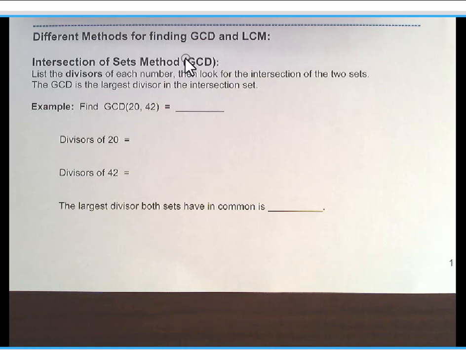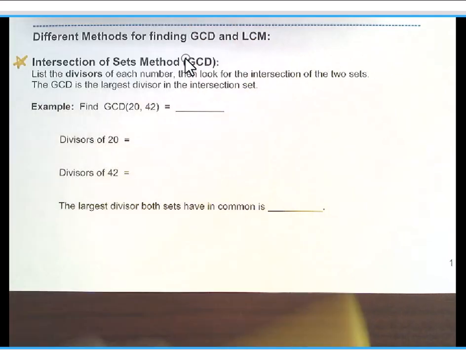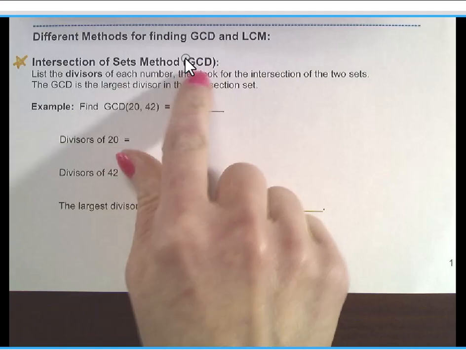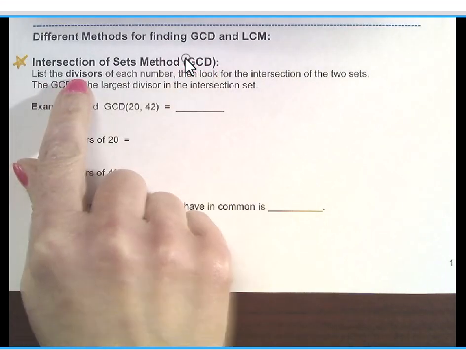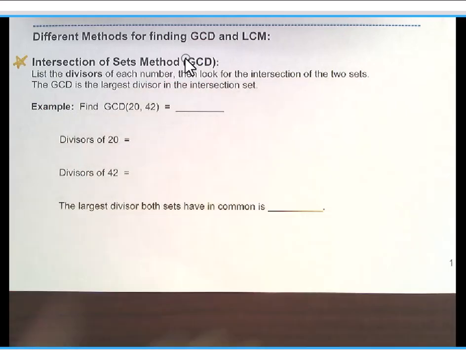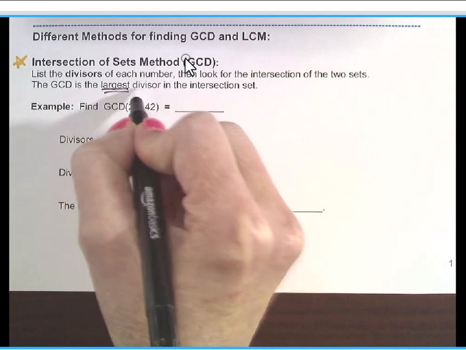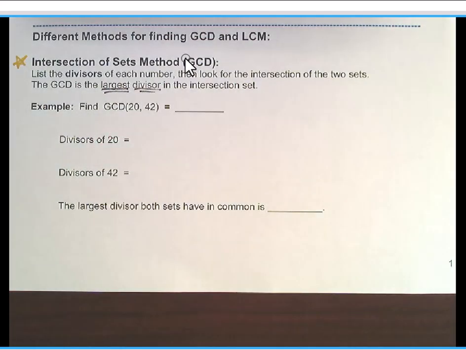All right, one way you can find GCD and LCM is by what's called the intersection of sets method. So we're going to look for where these sets have an intersection. For the GCD, the greatest common divisor, you're going to list out all of the divisors of each number and then look for the intersection of the two sets. The GCD will be the largest divisor, right? The greatest common divisor, and the intersection is what the two sets have in common.